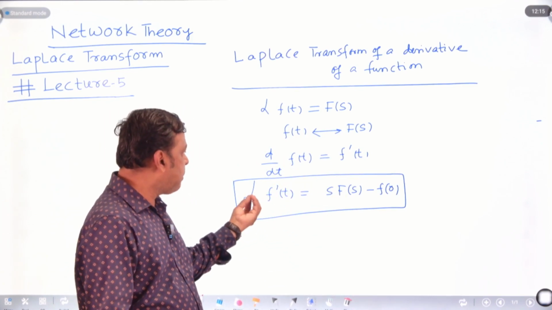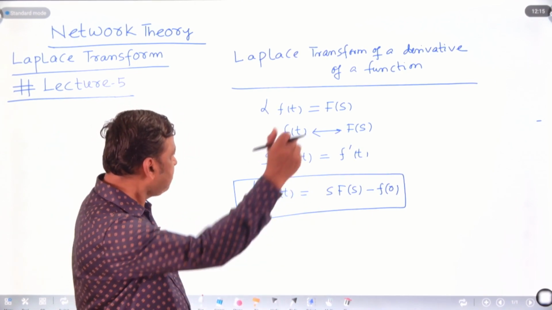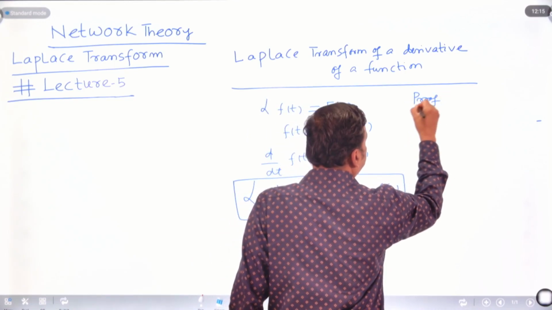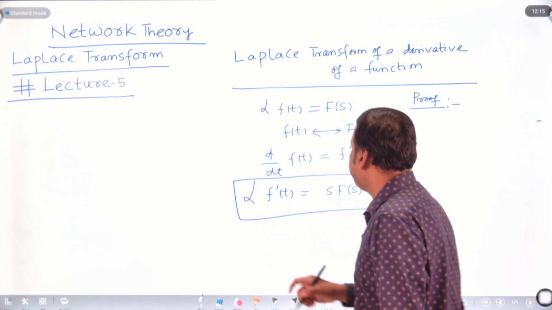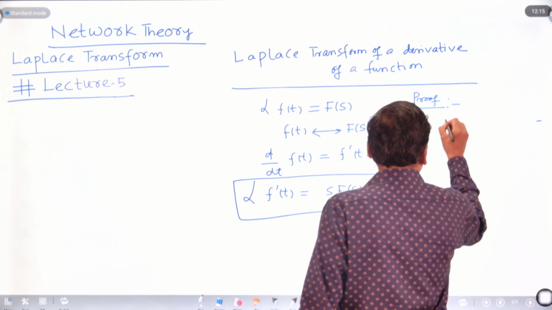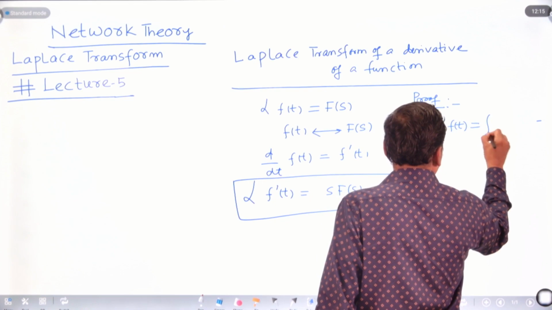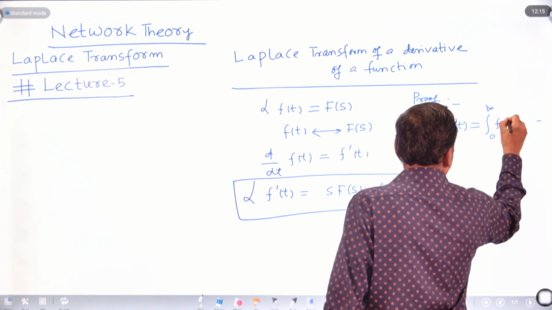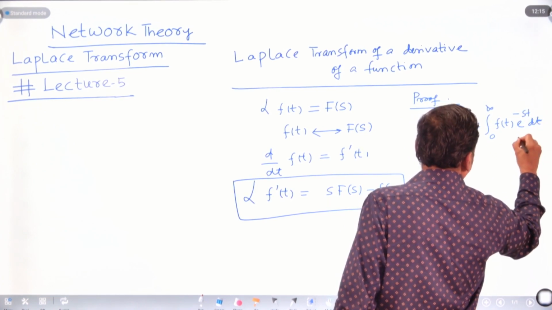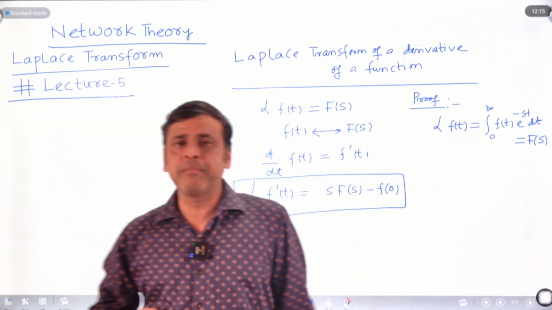So how is the Laplace transform of f'(t) equal to s F(s) minus f(0)? Let us prove it. We have to prove that the Laplace transform of f'(t) is s F(s) minus f(0). You know the Laplace transform of f(t) is the integral from 0 to infinity of f(t) e^(-st) dt. It is nothing but F(s). This is the standard formula of the Laplace transform of any function.